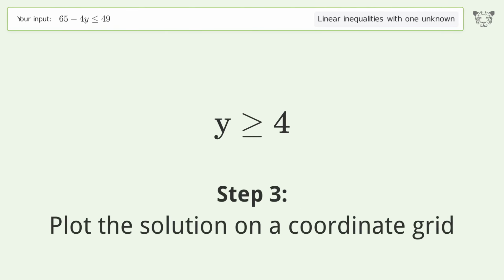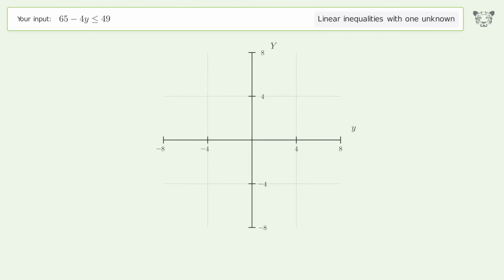Plot the solution on a coordinate grid. And so the final result is y equal or greater than 4.